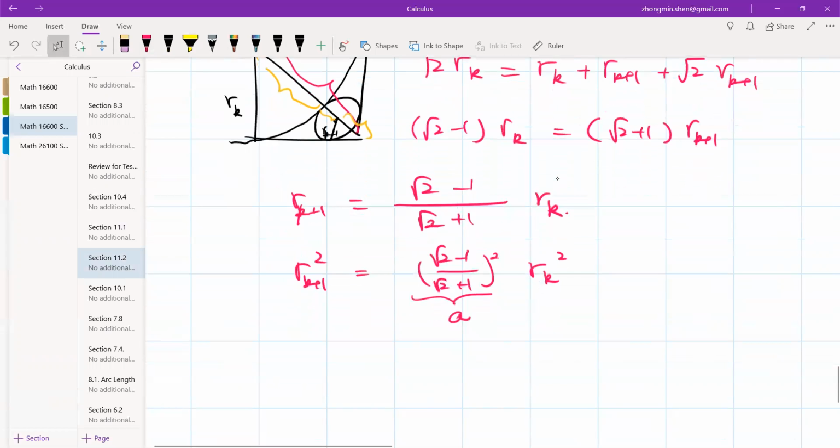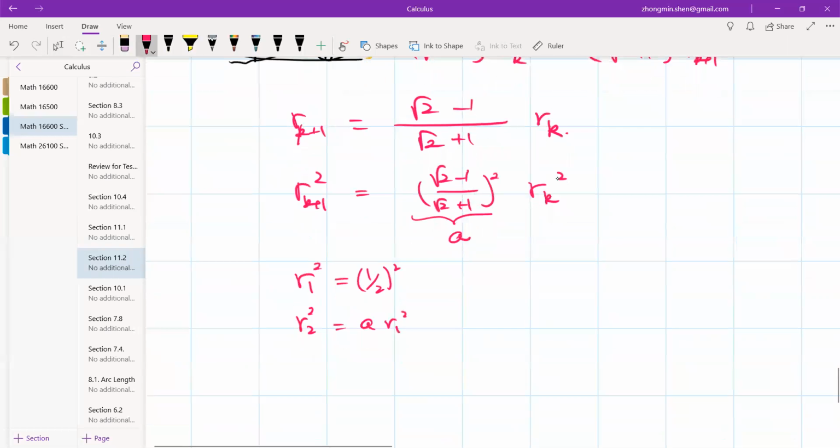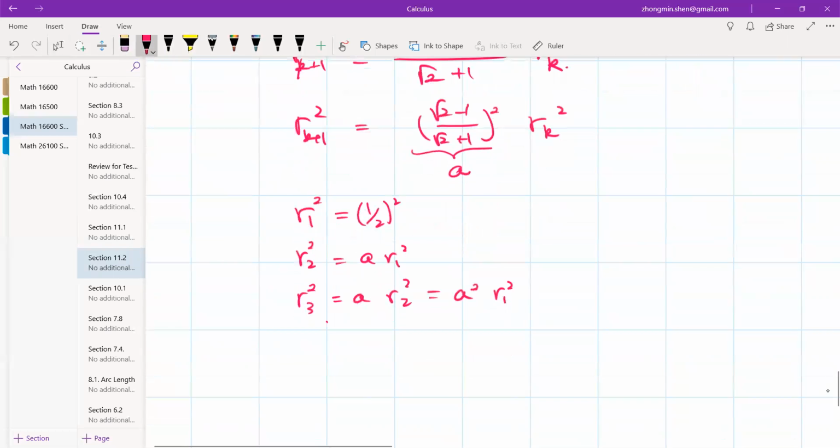So now what happens? You have R1 equals 1/2, right? That's the first one, from the unit square. Then R2 square is going to be A R1 square, right? And then R3 square equals A R2 square, then A square R1 square. So finally, you get R_{K+1} square equals A to the K R1 square, right?